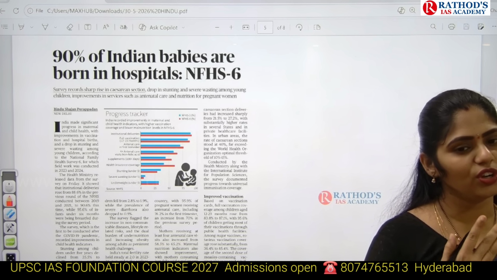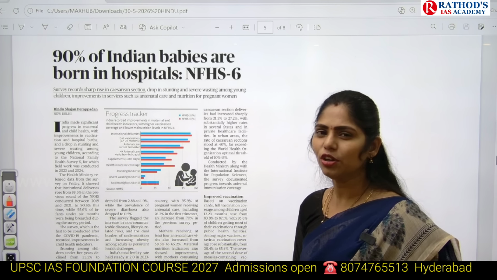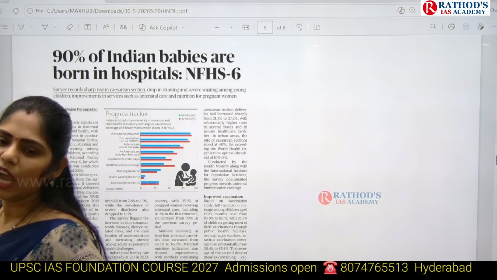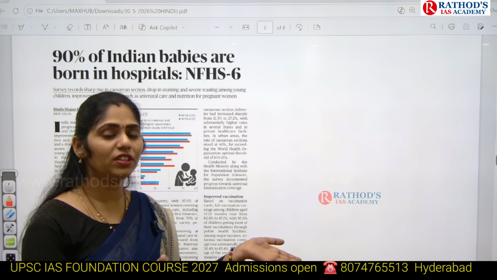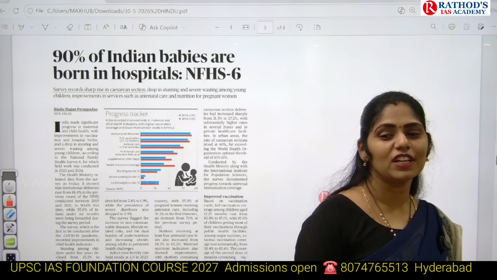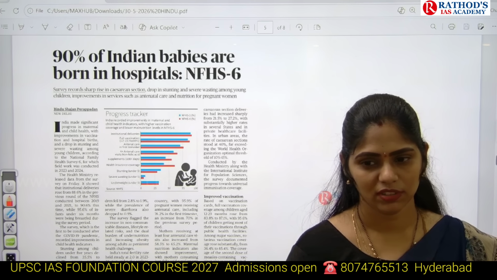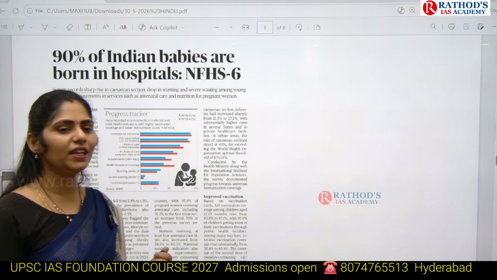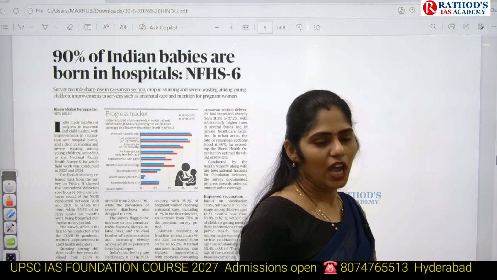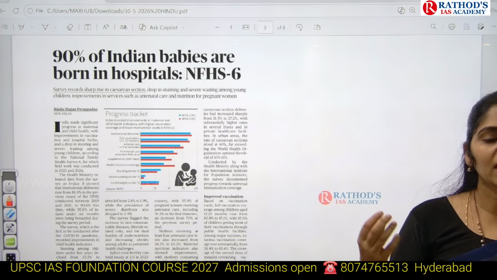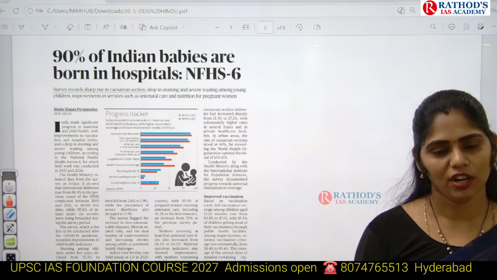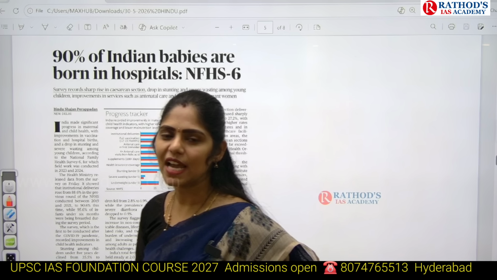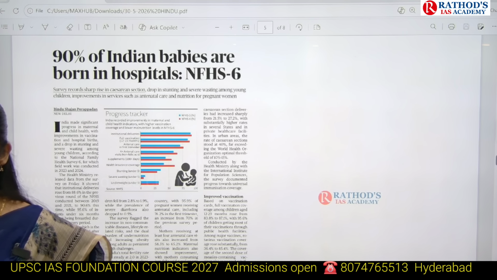So if deliveries are going on in homes, can they control excess bleeding? No. And sometimes it may be dangerous for the baby because the chances of infections will be more. Yes or no? The chance of infections will be very high if the deliveries are happening at home. And not only that, they will not be getting proper medications to prevent infections. And sometimes, if there is any irregular cut, or a complex kind of vaginal birth, in those cases there may be increased chances of death of women. That will lead to maternal mortality.